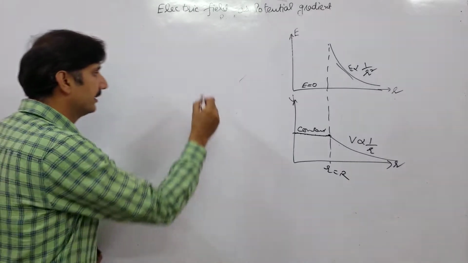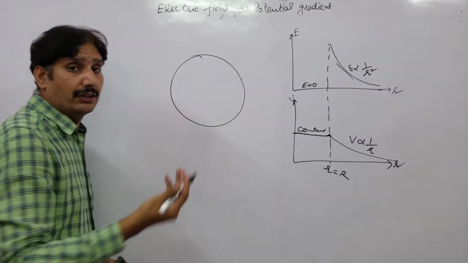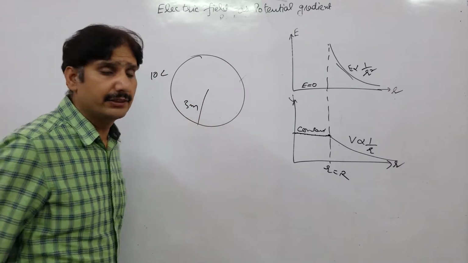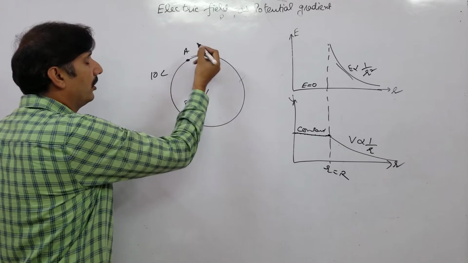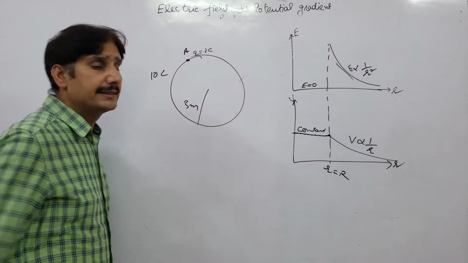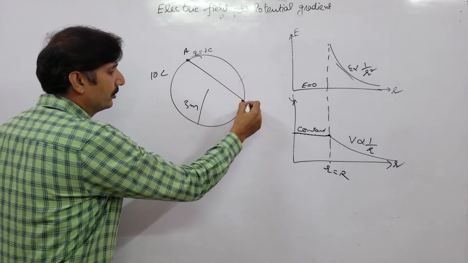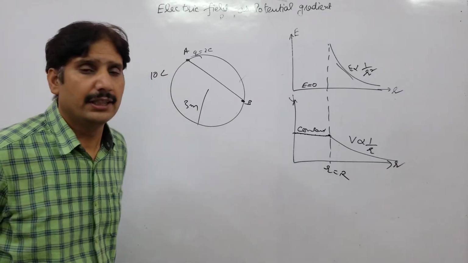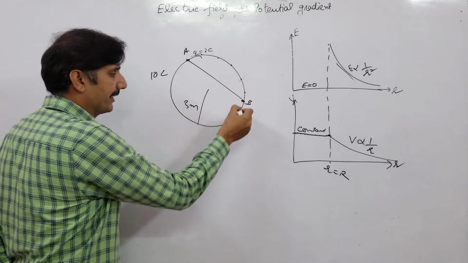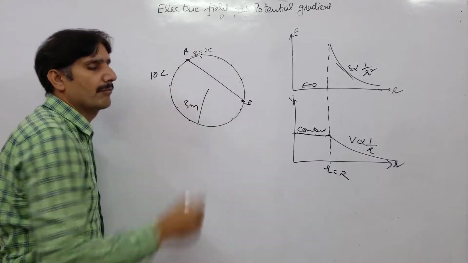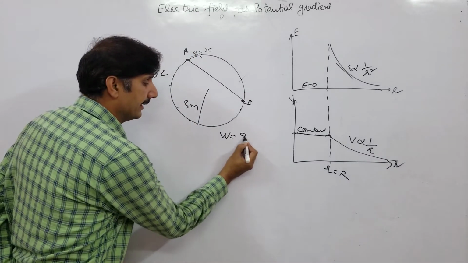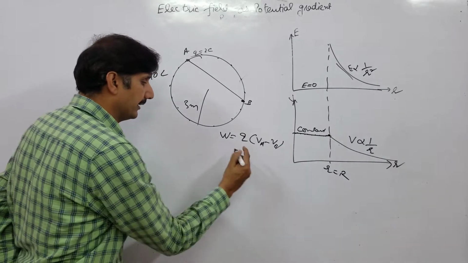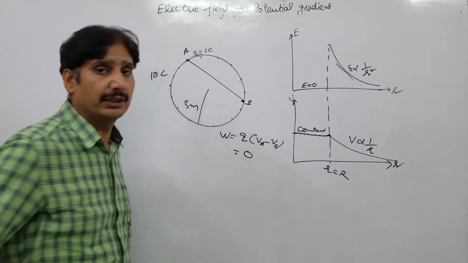Look at this question. Let's say 10 coulomb charge is given to a spherical shell of radius 3 meters, and a charge of, let's say, 2 coulombs is taken from point A to point B. What is the work done? The answer is 0, because at all points on the surface the potential is the same. So work done is basically charge times initial minus final potential. In this case, since VA and VB are the same, work done is 0.